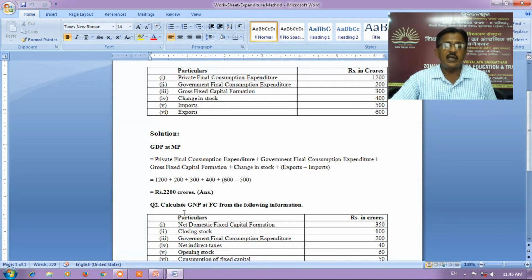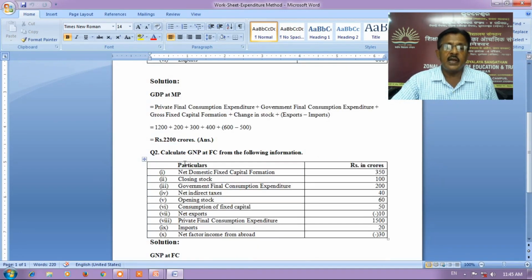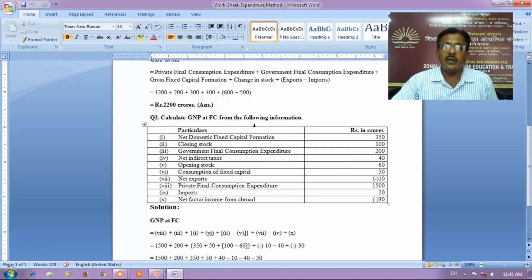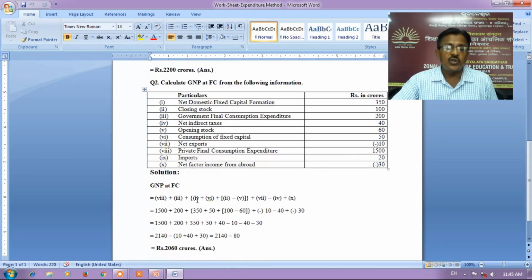So we get this result is rupees 2200 crores. Then calculate GNP at factor cost from the following information. So the information is given, and these values are given in rupees crores. So you see, this is another way to find out. You can take these serial numbers.